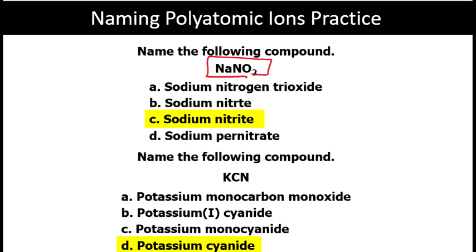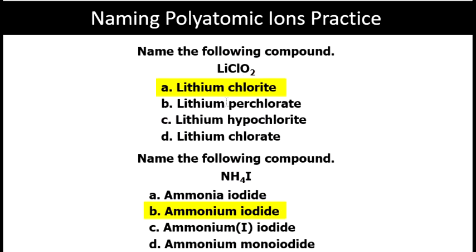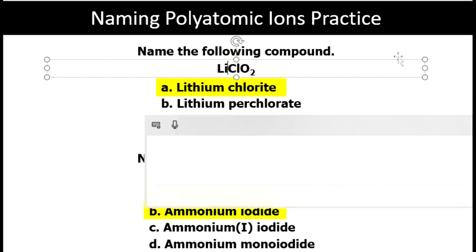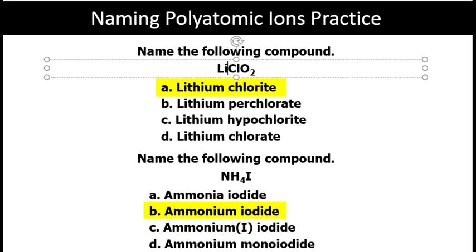How about this one? KCN. You don't need to look at the answers. K is potassium, and CN, you need to memorize that. We call that cyanide. LiClO2. Li means lithium, and ClO2, you need to remember that one from the polyatomic ions, chlorite.